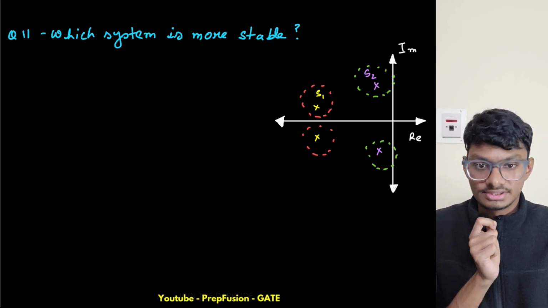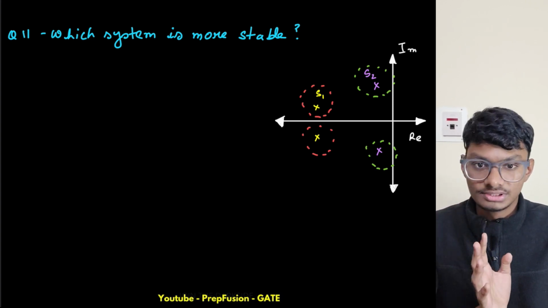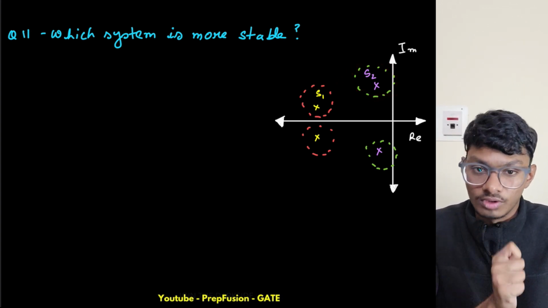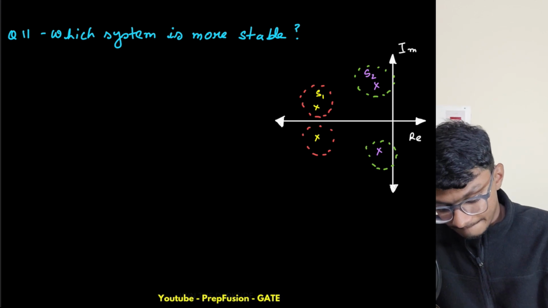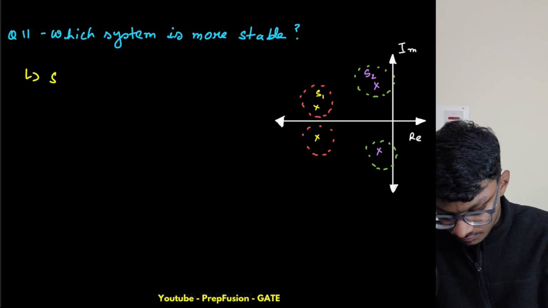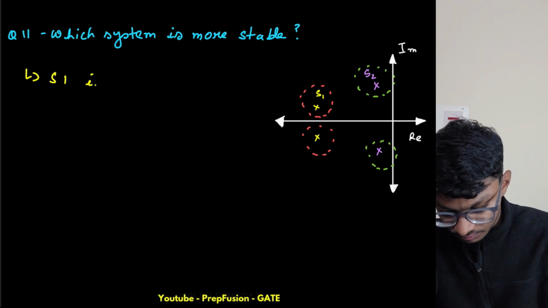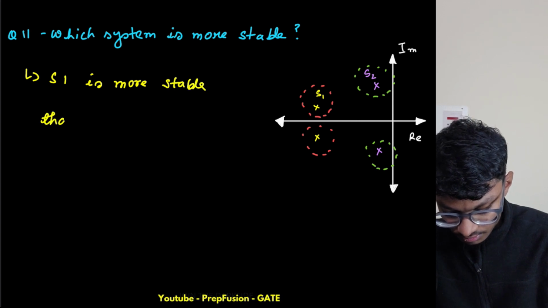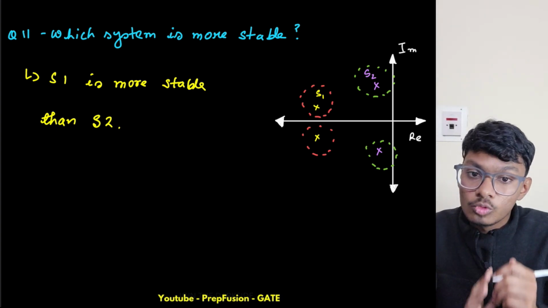So what does this mean basically? This means that my system 2 is less stable than system 1, or I can say my system 1 is more stable than system 2. Okay, my system 1 is more stable than system 2.